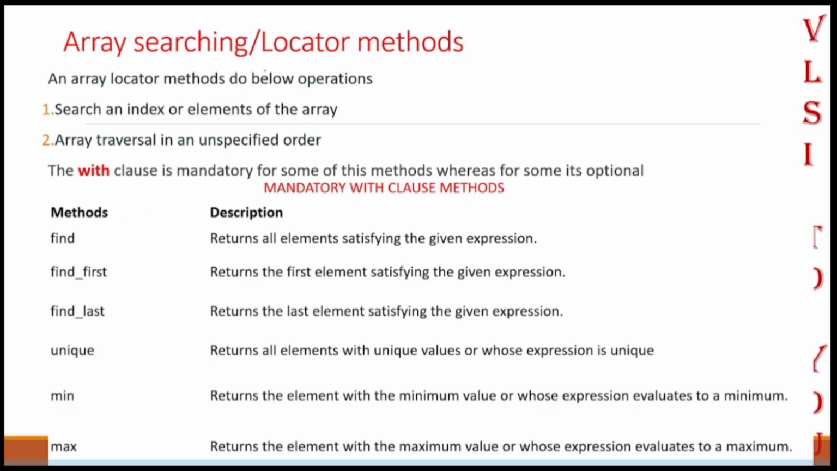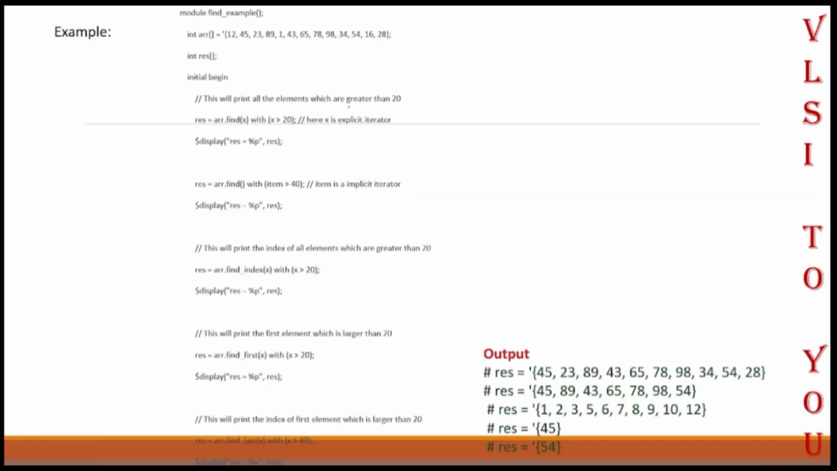These array searching methods, which we call searching methods or locator methods, are categorized into two parts: using a with clause, and without using a with clause. If you see, these are the methods where the with clause is mandatory. So what is this with clause? I'll explain it with an example so that it will be clearly understood.